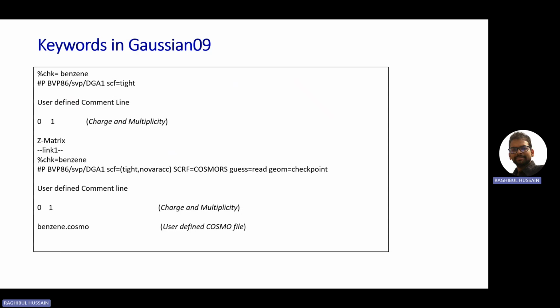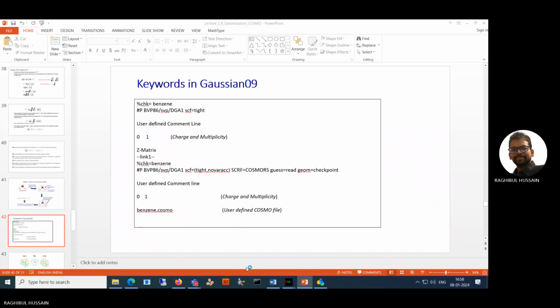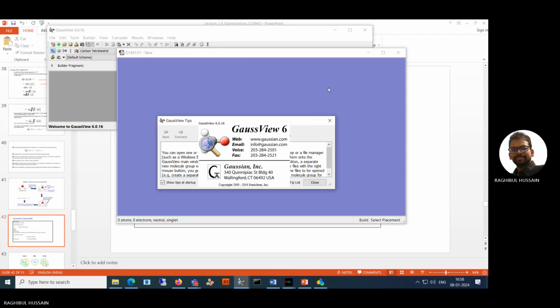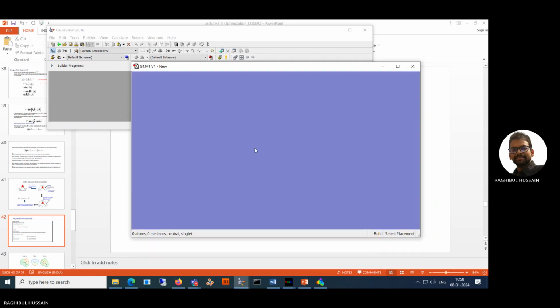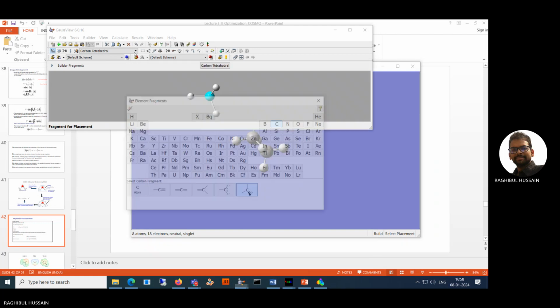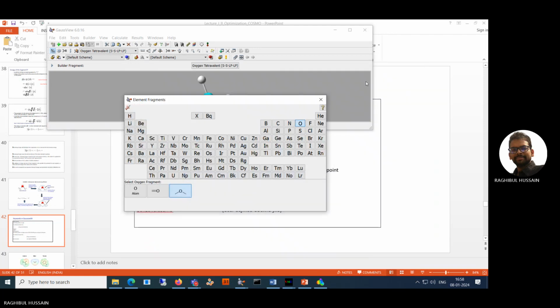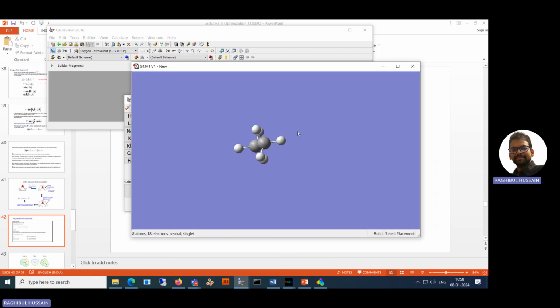Okay, so can we show it here? We can show it here. You can do it for ethanol. Yes, sir. Please make an ethanol structure in your Cosmo. Ethanol structure you make. Maybe you can make the ethanol structure. Open the Cosmo and draw the ethanol structure.